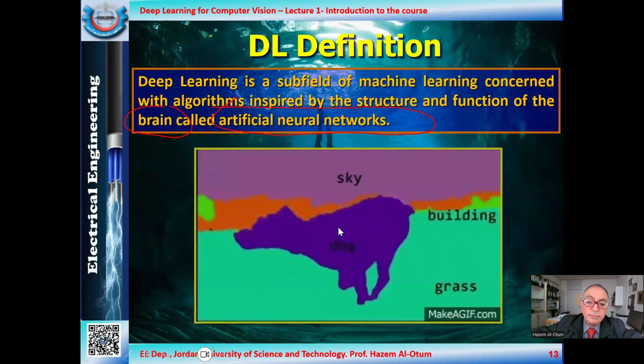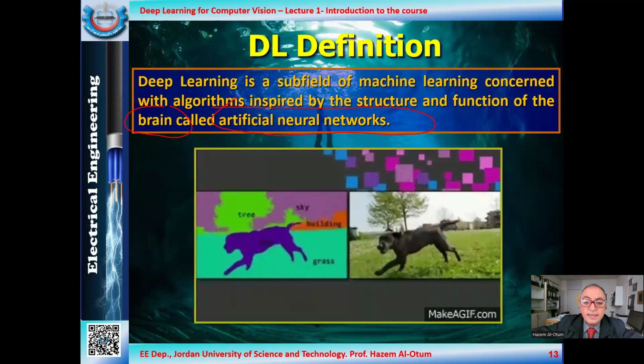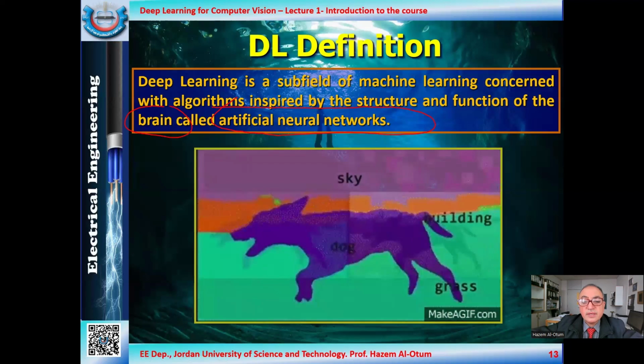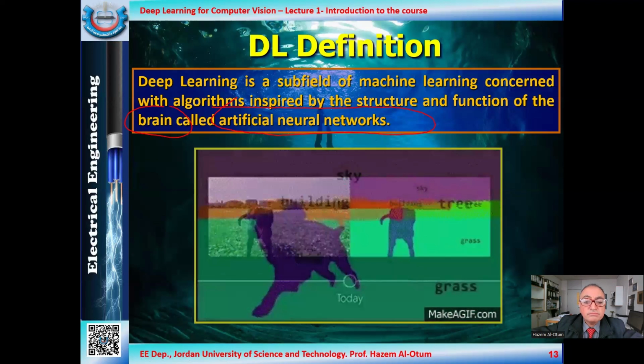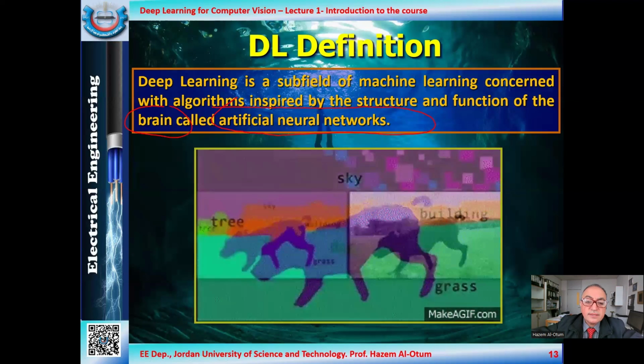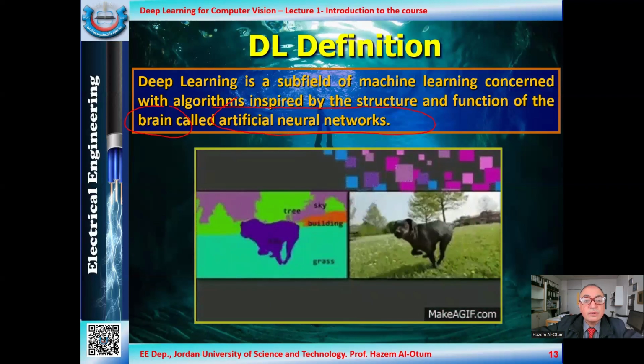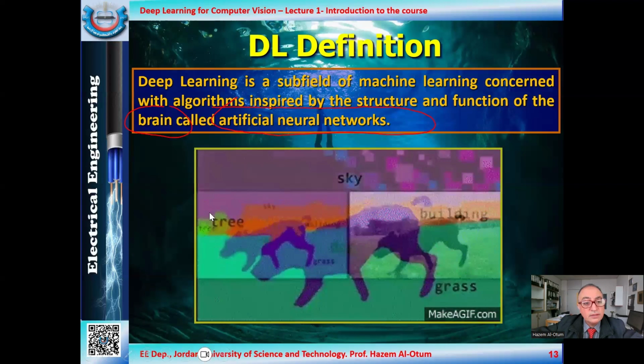Another application of deep learning can be found when this dog is running, we can classify the dog and the surrounding objects like buildings, sky, grass, etc. All these applications can be used very easily, and there are a lot of applications in deep learning methods.